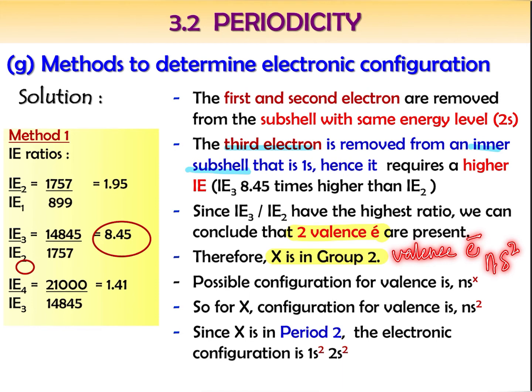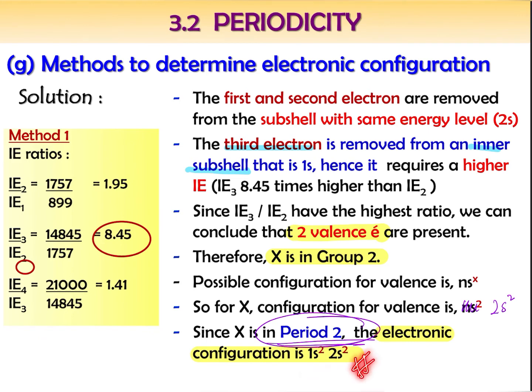Okay, but since kita tahu value of N ni, because soalan dia bagi tahu it is in period 2, so kita boleh gantikan dia dengan 2s2 here. Okay, so sini sepatutnya jadi 2s2 because we know that it is in period 2 from question. Okay, so bila soalan minta full electronic configuration, you can give 1s2 2s2, right? So this is the electronic configuration for atom X.